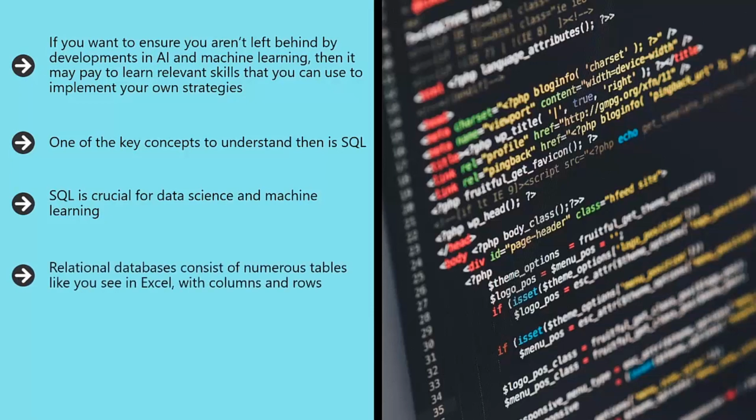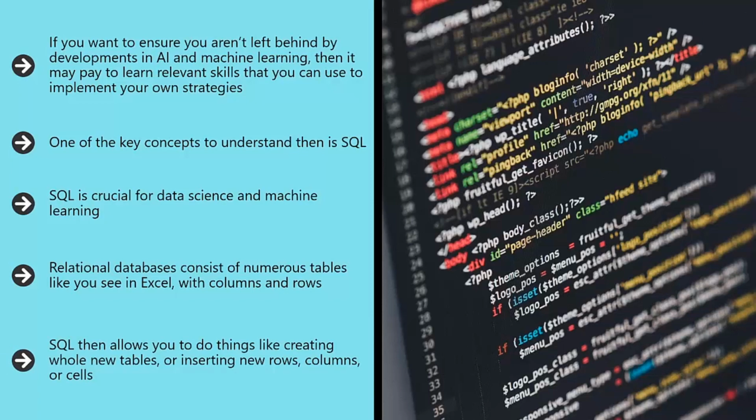Relational databases consist of numerous tables like you see in Excel, with columns and rows. So if you had a lot of visitors to your website, you might fill out their data across rows such as name, age, contact details, etc. Pull out any given visitor, and it will bring their details up so that you're ready to call them and market to them. SQL then allows you to do things like creating whole new tables or inserting new rows, columns, or cells. You can do this with simple commands like create table and insert into.